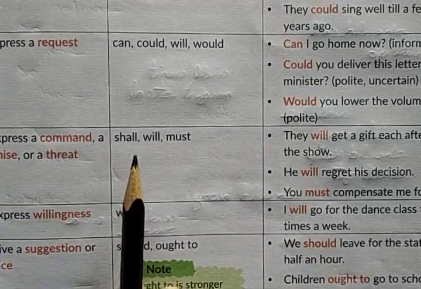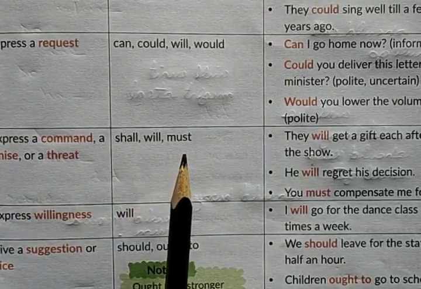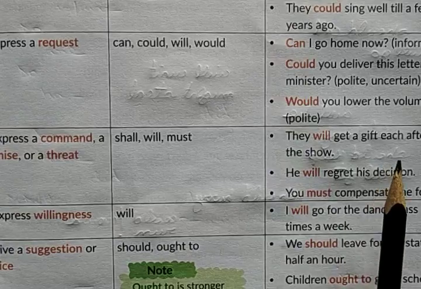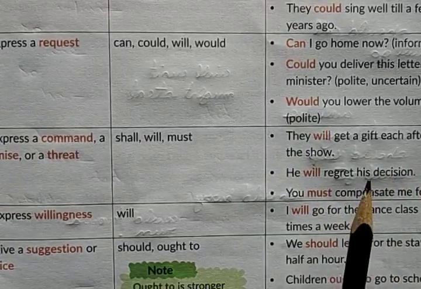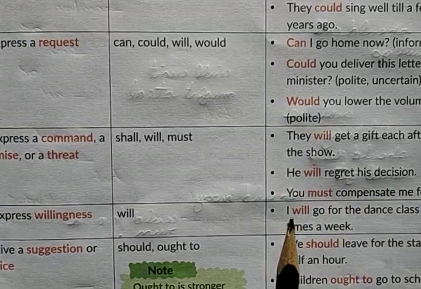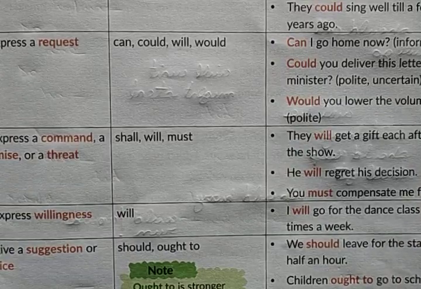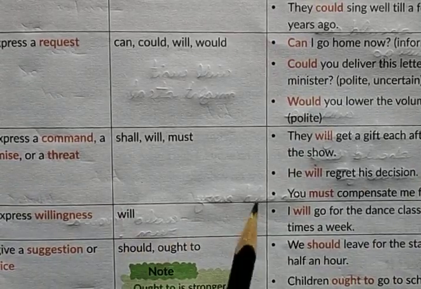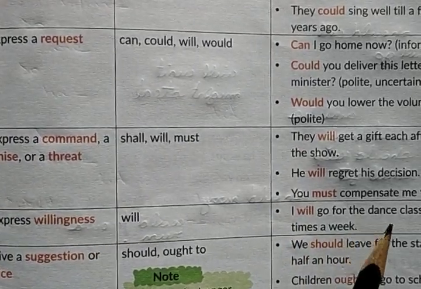To express a command, a promise, or a threat, you can use shall, will, and must. Example, they will get a gift each after the show. He will regret his decision. You must compensate me for this. To express willingness, we can use will. I will go for the dance class 3 times a week.